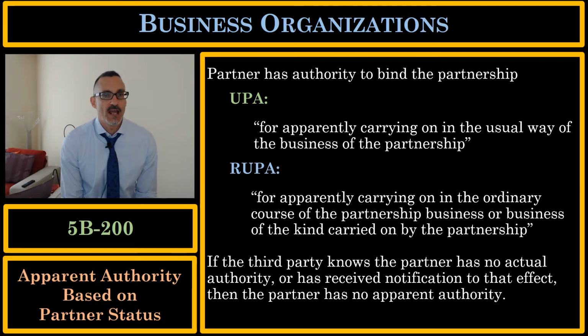If the third party, however, knows or has reason to know, right, has received some sort of notification that the partner does not have actual authority, then she is not reasonable in believing that the partner had authority. So a partner will have the apparent authority to bind the partnership for ordinary business matters unless the other party knows the partner has no authority or has received notification that the partner has no authority.